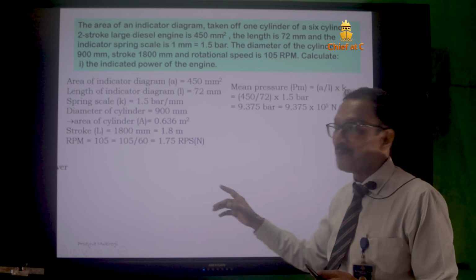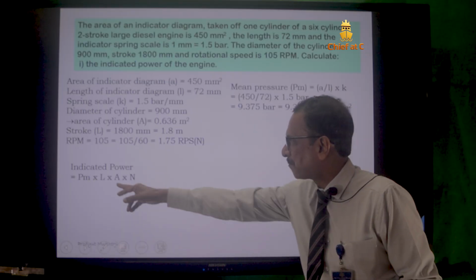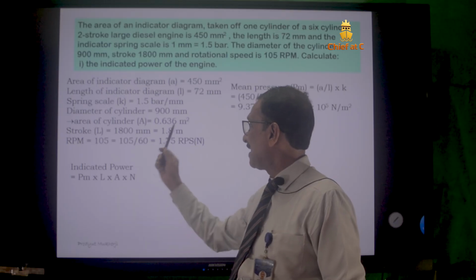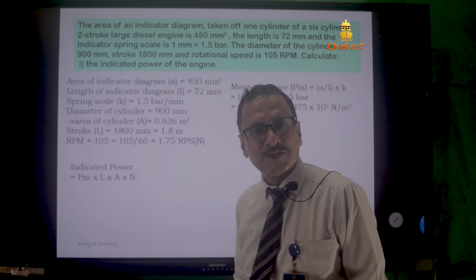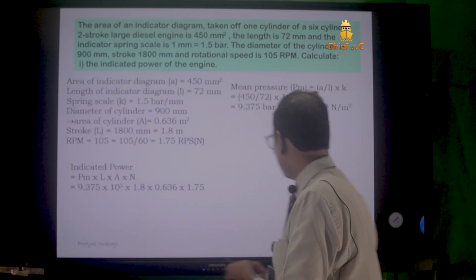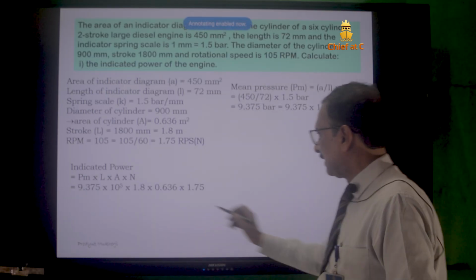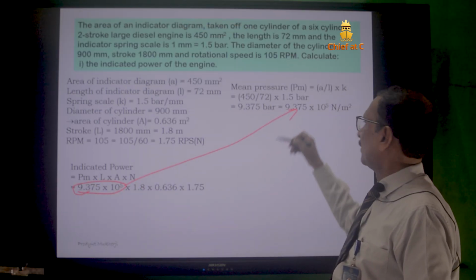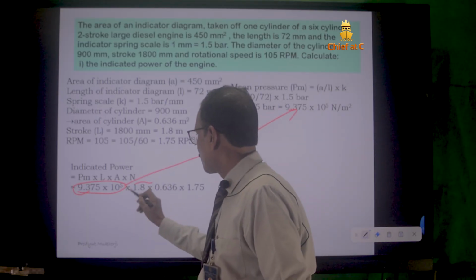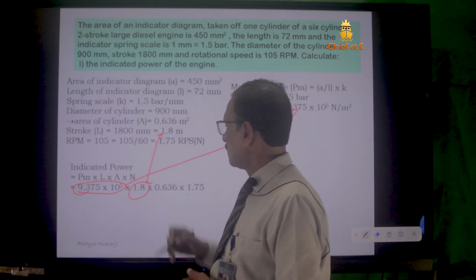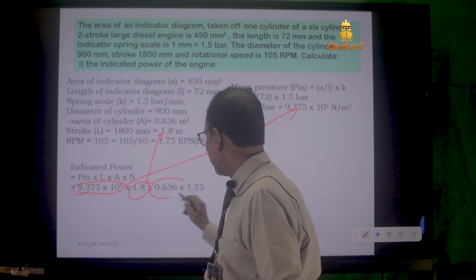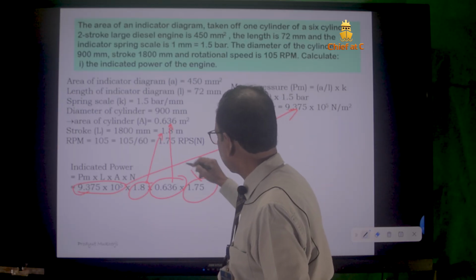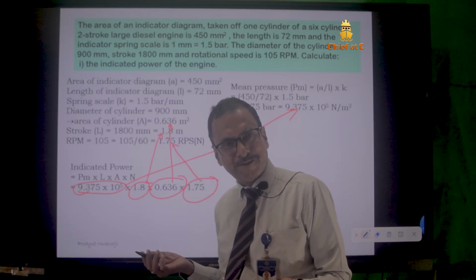Now let's go to the main formula for power, indicated power. This is the formula: mean pressure into stroke length into area into revolutions per second. Let us just place one by one. This is the mean pressure which we have calculated over here. This is the stroke length which is given in the numerical. This is the area of the piston which we have calculated, and this is the revolutions per second which we have calculated from the RPM.